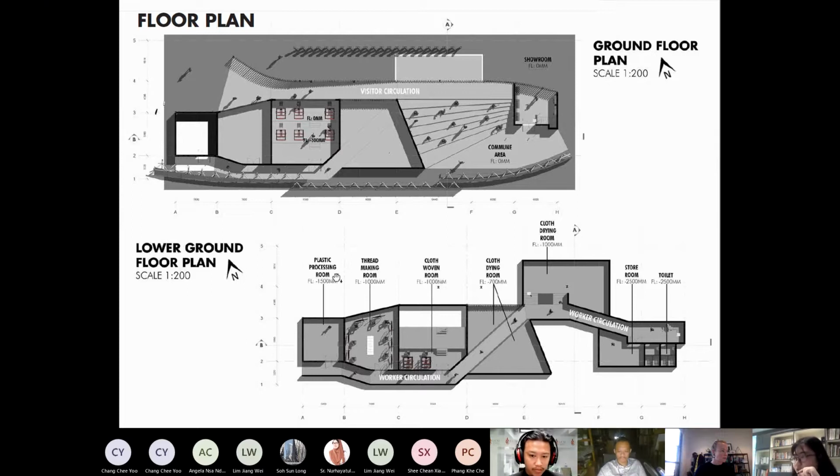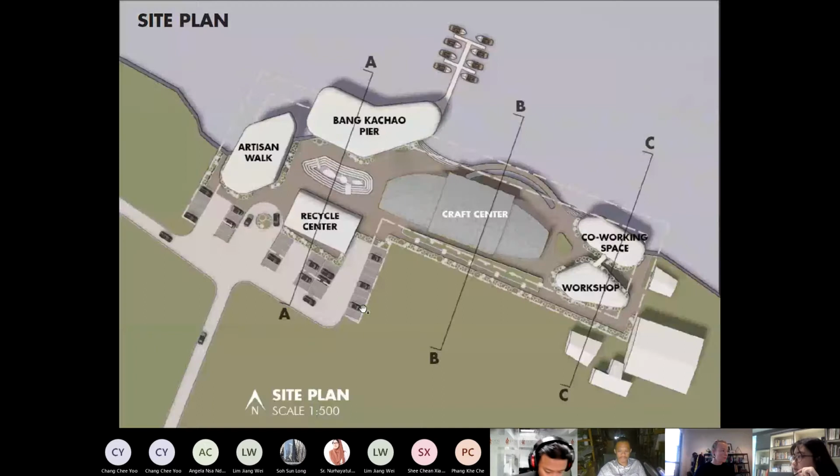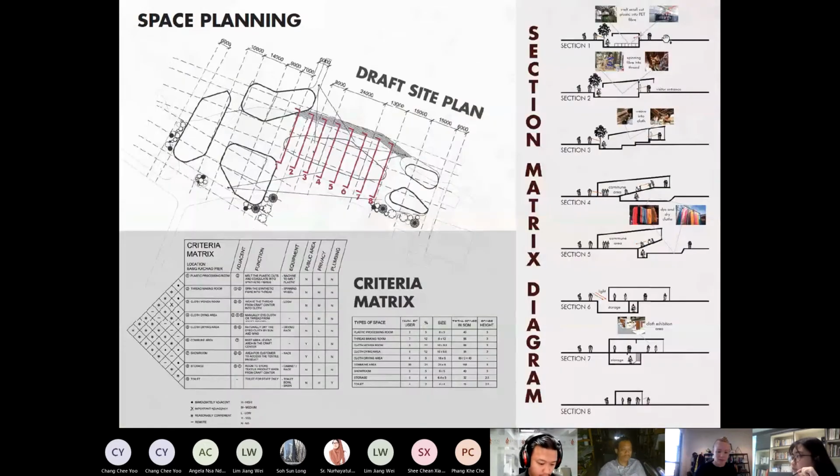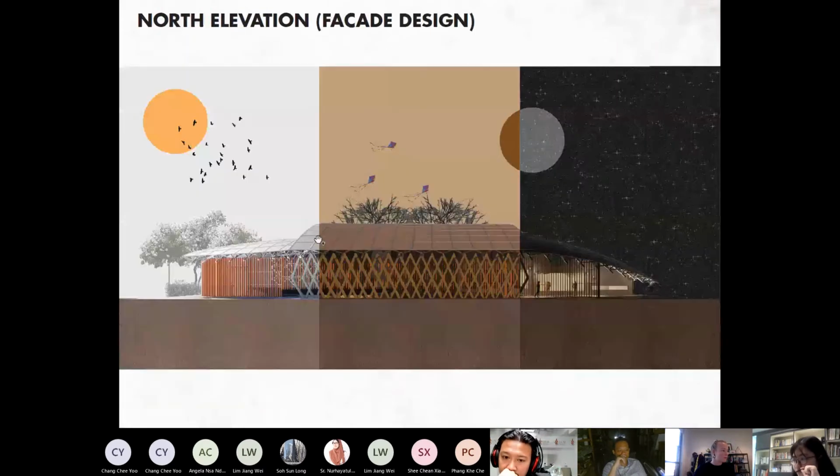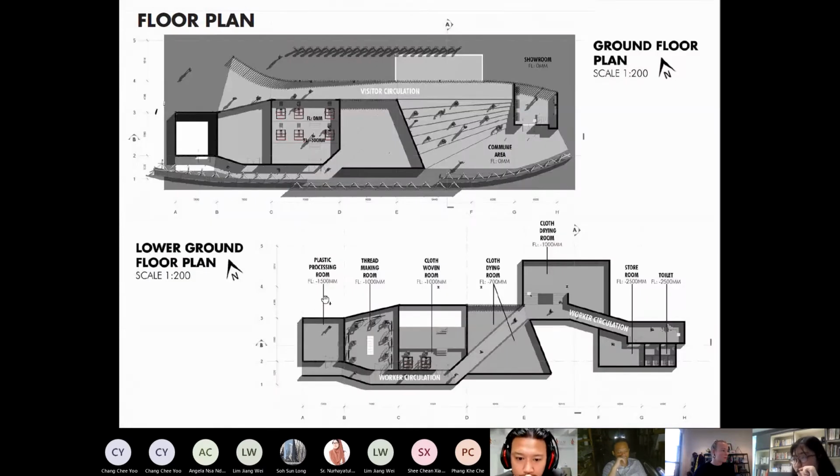It's basically low because the people are viewing more like a slight view into the space. So they have a rather low floor over here, and then coming to the next, the thread making room, and then the cloth weaving room. Then I have a slight change here where the cloth dyeing room and the drawing room are actually separated from each other.